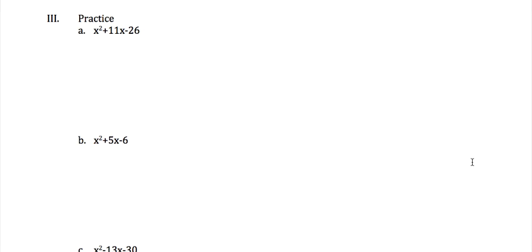So for this first one, you would be looking for numbers that multiply to 26 and subtract to 11. Well, there's only 2 sets of numbers that multiply to 26, as far as I know, 26 and 1 and 13 and 2. 13 and 2 are the ones that do subtract to 11. Okay, so now I can start my answer. I know it's x plus and x minus.